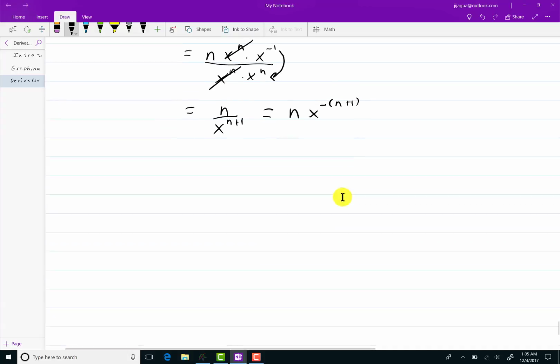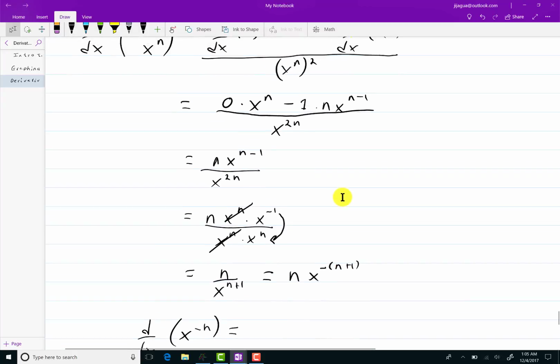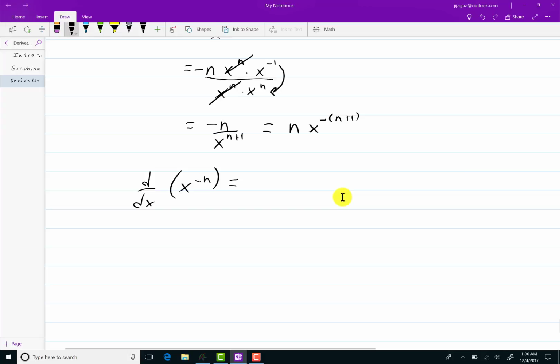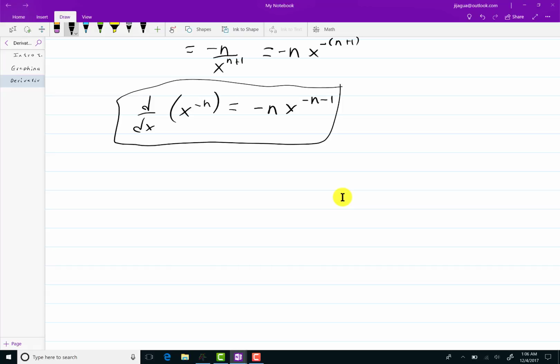So if you will, this is no different than the power rule. This is the power rule for negative exponents. So d over dx, x to the negative n equals, come back for a second, I missed this minus sign. Let me put the minus sign here. The minus sign goes here, here, and here. So the derivative of x to the negative n equals negative n x to the negative n minus 1. So I'll call that the negative power rule.